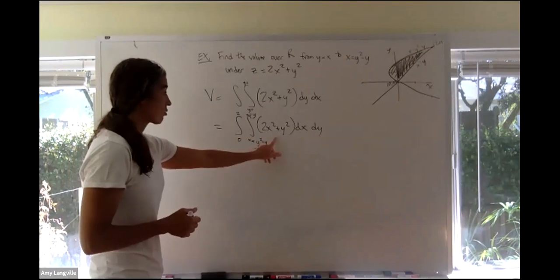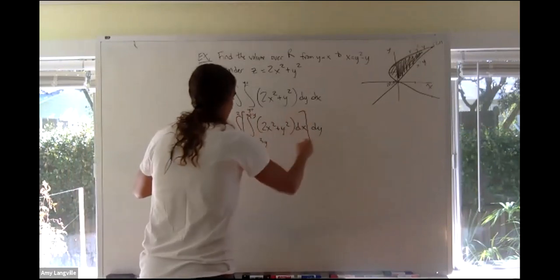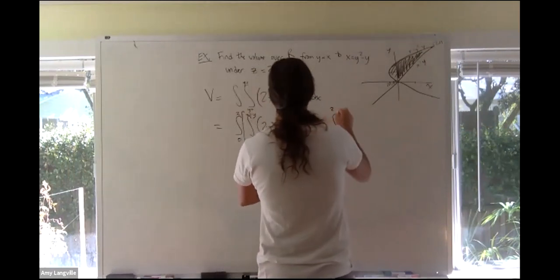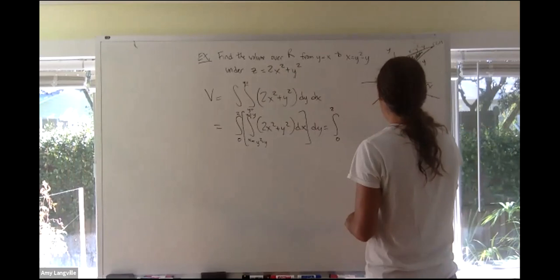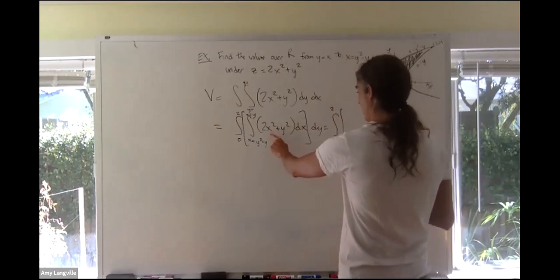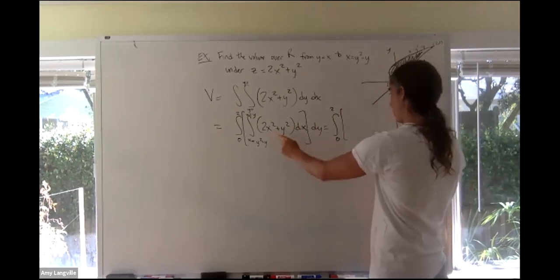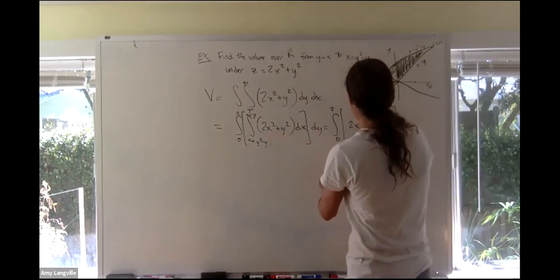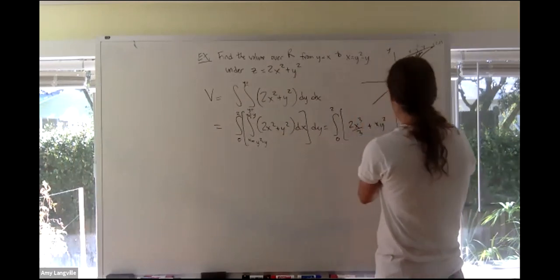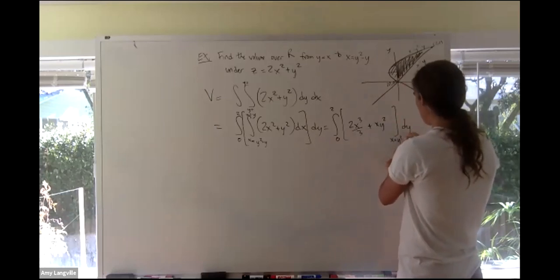So I need to integrate this with respect to x first. Remember, this is an iterated integral. I work from the inside out. And I haven't done anything to the outer integral, so I'm going to carry that along. And in this box here, then, I need to put the antiderivative with respect to x of 2x squared plus y squared, which is going to be 2x cubed over 3 plus xy squared. I'm going to evaluate that. I've done the integration, so I'm going to evaluate it at the limits.